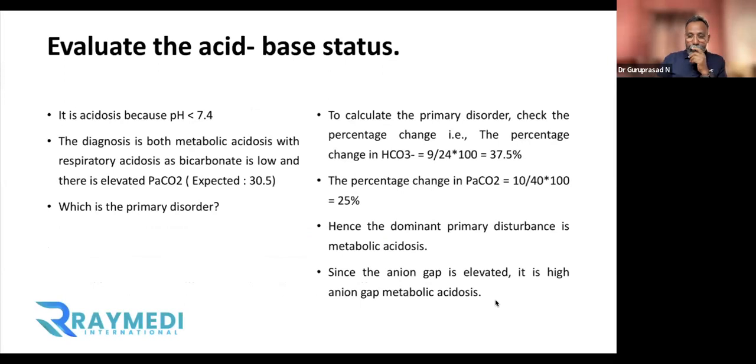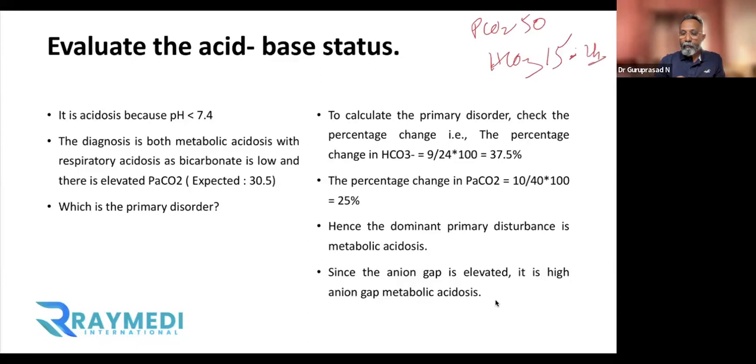Now you should look at what is the primary disorder. Here there is a confusion. The PCO2 is 50, which is acidotic, and the bicarb is 15, which is also acidosis. Now the problem comes: you should know what is the primary disorder. So what we do is we see the percentage of change of each component. How much is the expected? What is the normal bicarb?